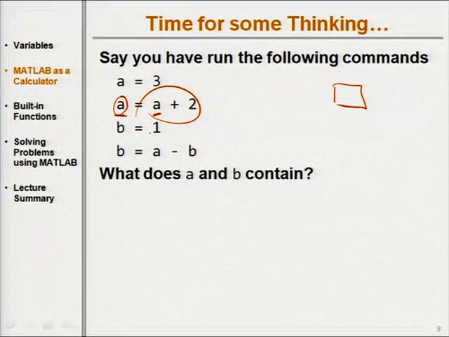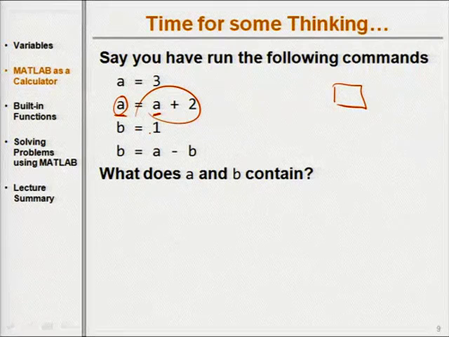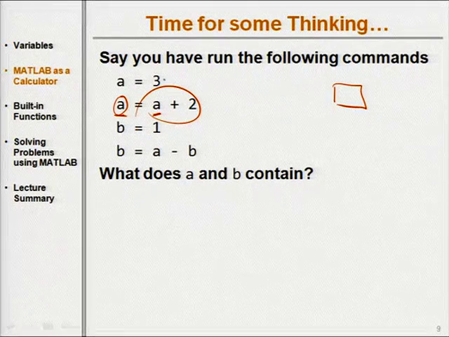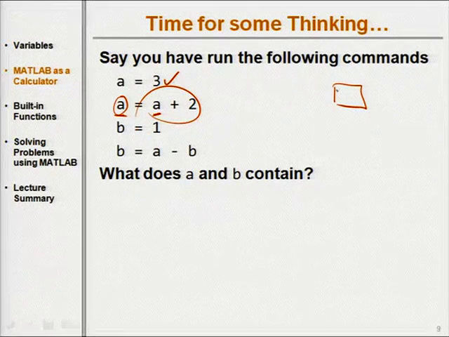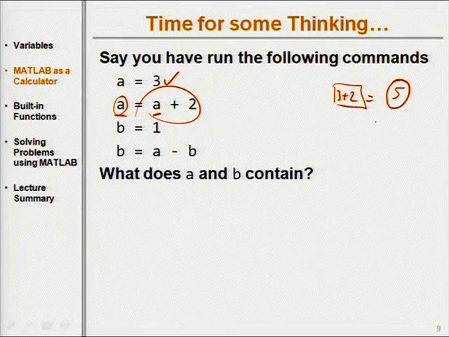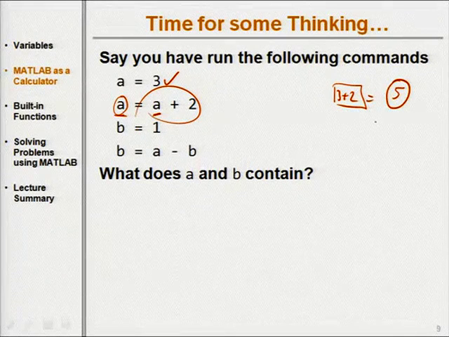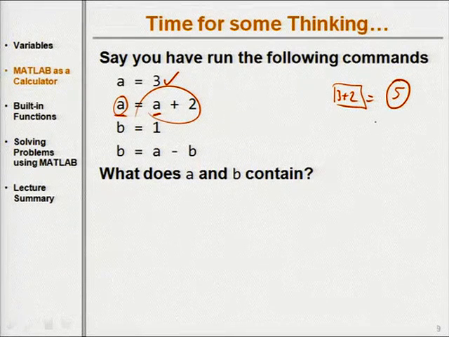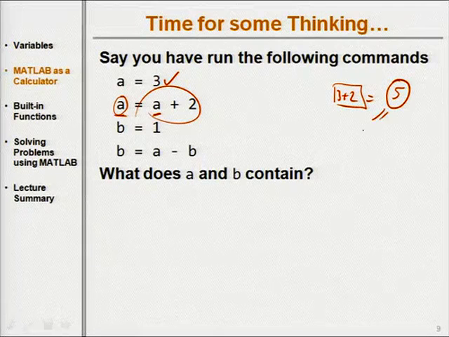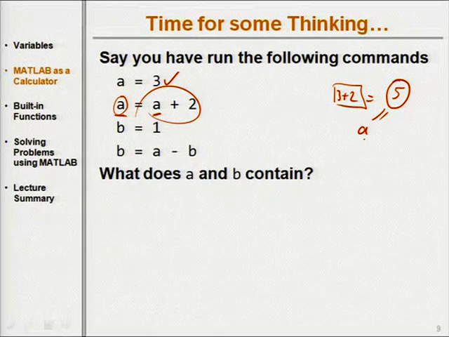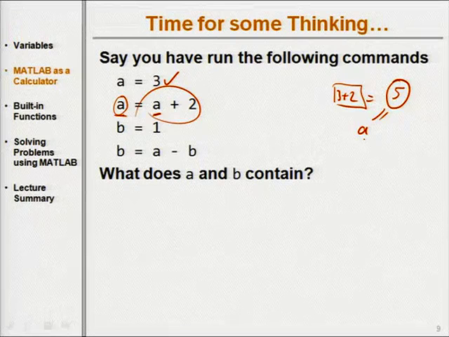So now MATLAB will go and look back. Do I have a variable A that contains some information? And the answer is yes, because it has it from the previous line. So it has 3 plus 2, which equals 5. Now, this information of 5, it will store into a variable, and the variable that it will store it in is A. So it's overwritten the previous variable. It overwrites it from 3 and makes it 5.